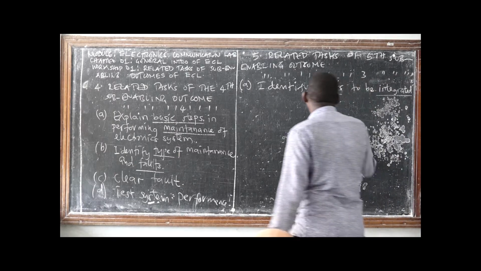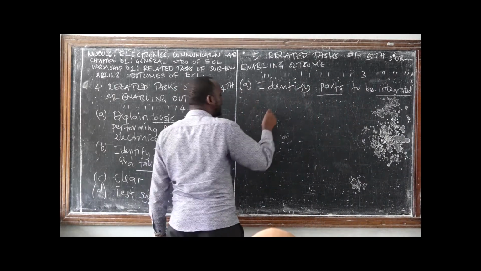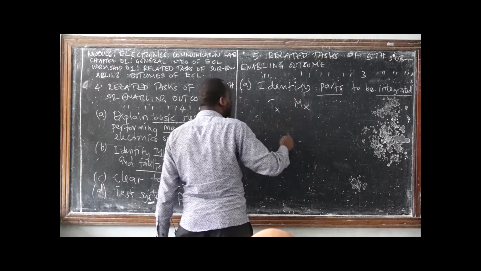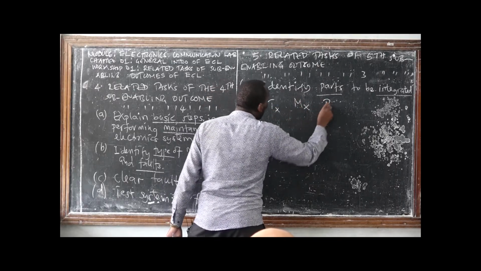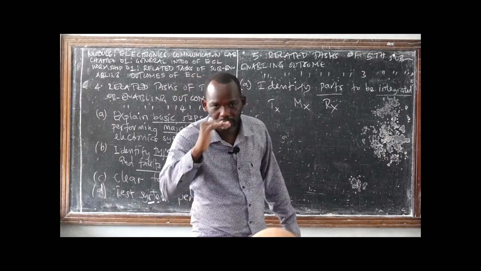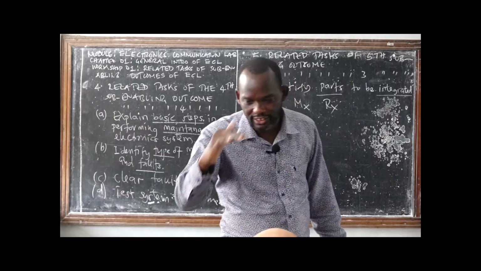So identify parts to be connected. So I told you that whenever you have a communication system, identify which is the transmitter, which is the media, which is the receiver unit. So once you identify, that's one step. Tell your neighbor, that's one step.